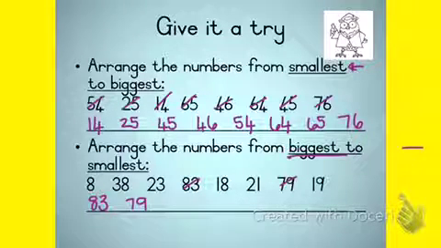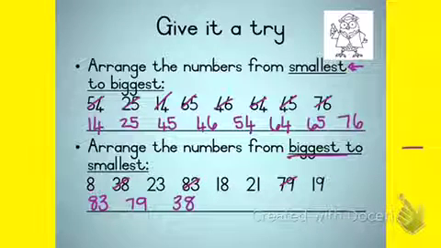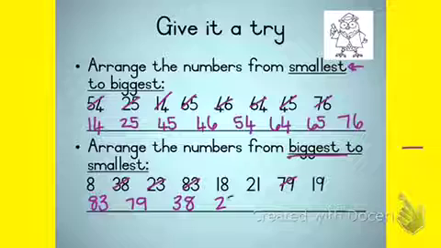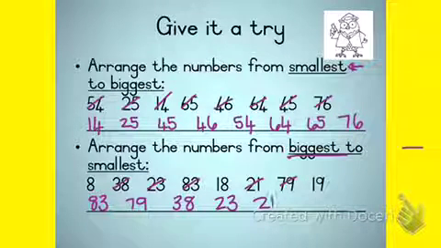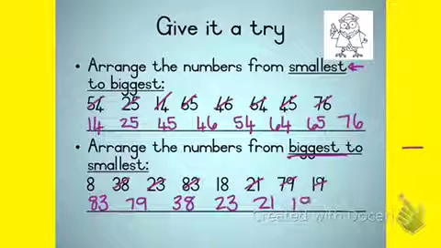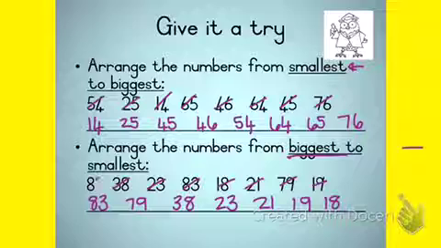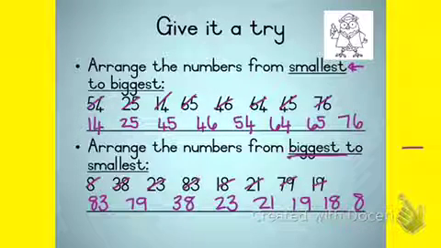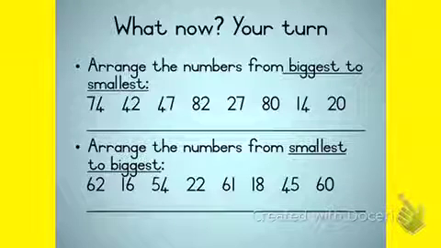Okay, next one, 79. Then 38. Then 23. 21. 19. 18. And I only have 1 left. 8. There we go. Okay, now it's your turn. So again, pause the video. Go write these down in your book or on a scrap paper. And come back and we'll do the answers together.